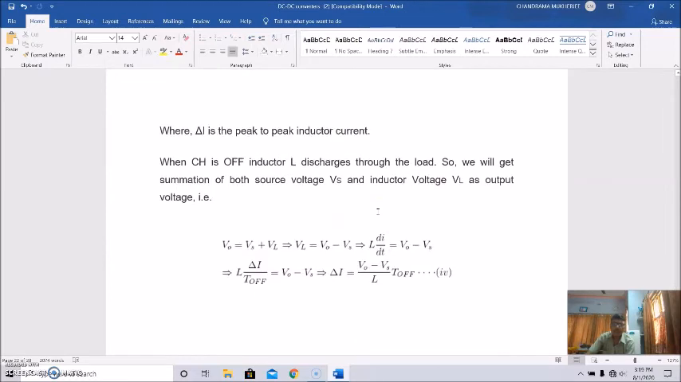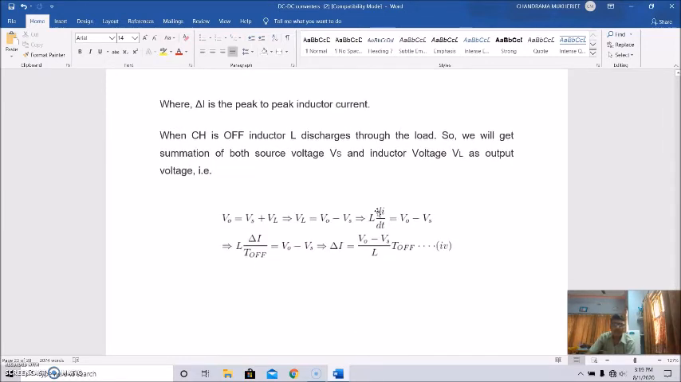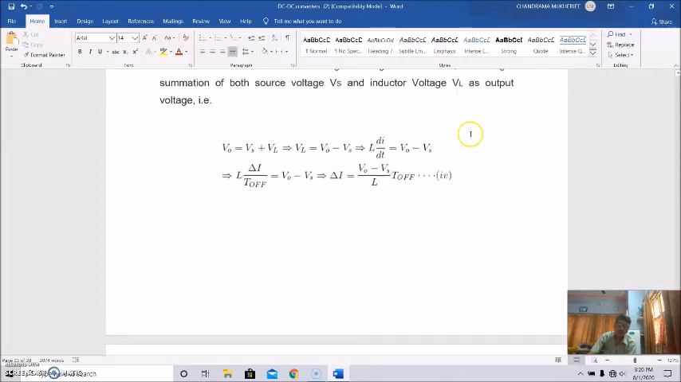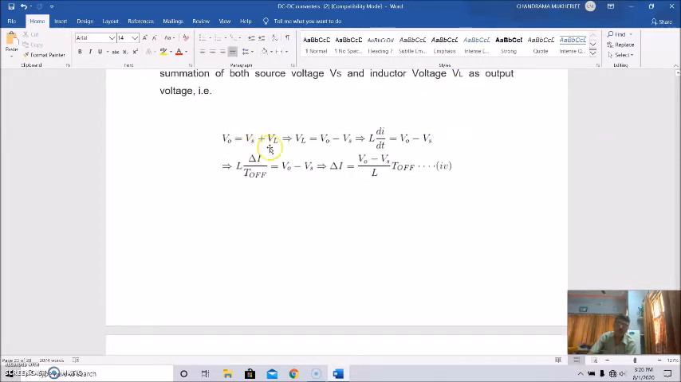Now when the chopper is turned off, the inductor L discharges to the load, so we get a summation of both the source and the inductor voltage as the output voltage. So output equals Vs plus VL, so VL equals V0 minus Vs, and VL equals L di/dt, which is L delta I by turn off. So we get delta I equal to (V0 minus Vs) by L into turn off.